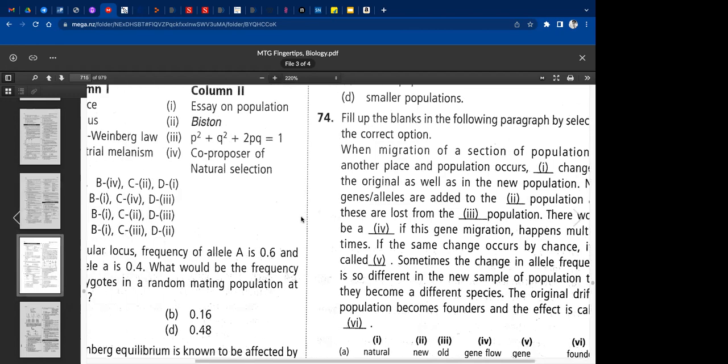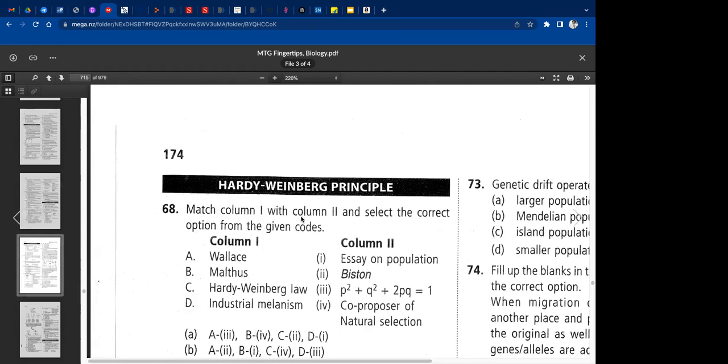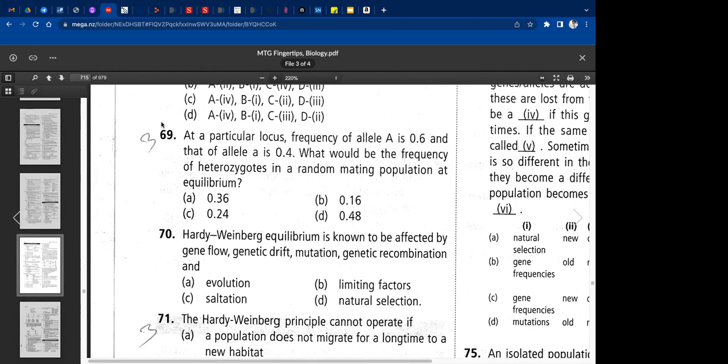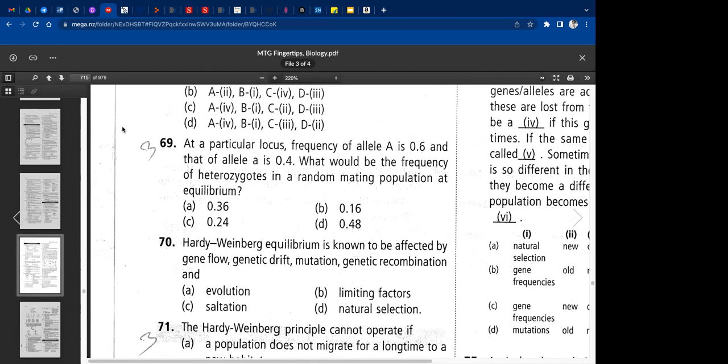Okay. Now from Hardy-Weinberg, as I told you, we will be doing some questions. So question number 69. Who's going to read? Donna, will you read question number 69? And you have to solve this question, so try to be fast. Try to do it within a minute and a half. Yes, Donna.